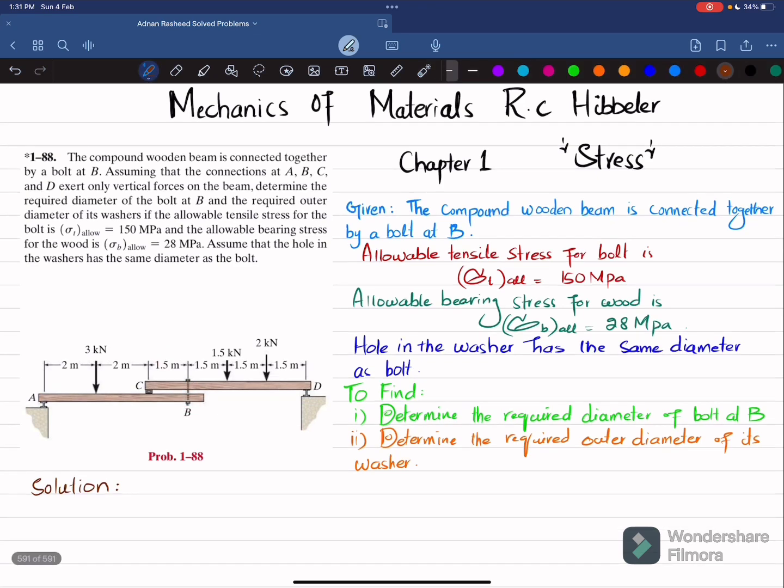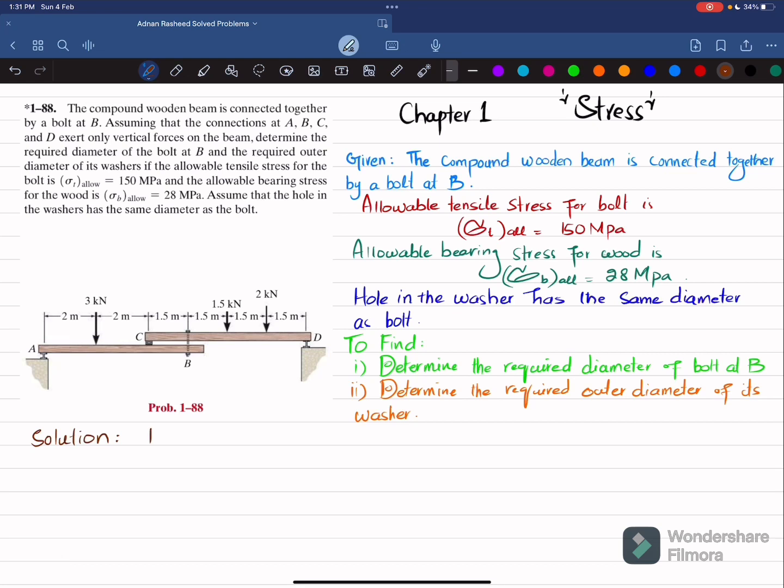So let's start with the solution. As this is a compound beam, we will first draw the free body diagram (FBD) of member or beam CD. You can see this is beam CD.